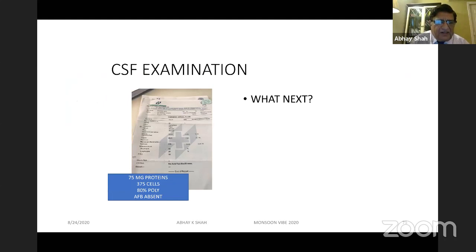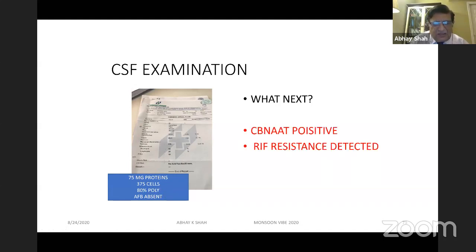Now, in that case, we have done the CSF and it shows that protein was 75, cells are high, 80% polymorphs, and AFB was absent. But CB-NAAT was positive and suggestive that rifampicin resistance was detected. So we are dealing with a case of rifampicin-resistant TB. Now, what is the importance of CB-NAAT? Dr. Kheya, why should we send CB-NAAT in all these cases?